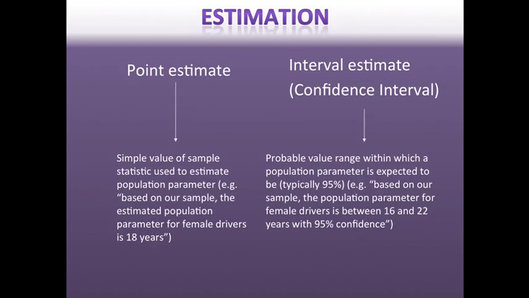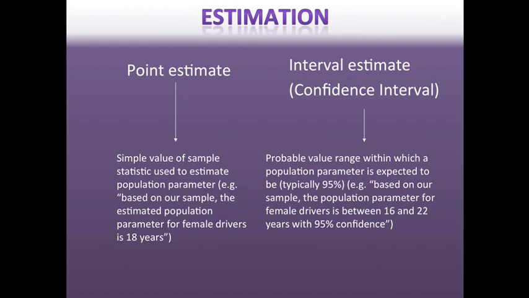So estimation has two types. First is a point estimate. So here we're just saying a simple value for the estimate for an overall population. So based upon our sample, for example, we estimate that the population parameter for female drivers is 18 years who get in accidents, for example.